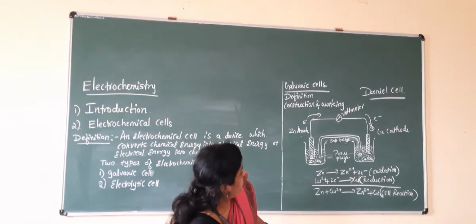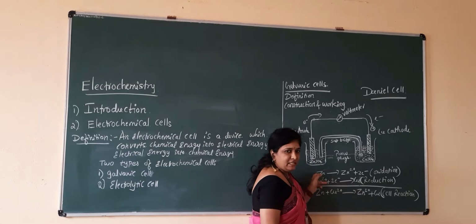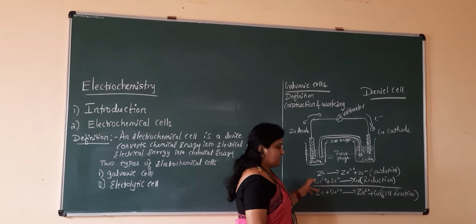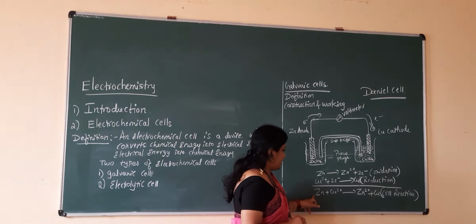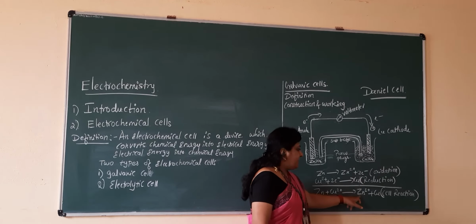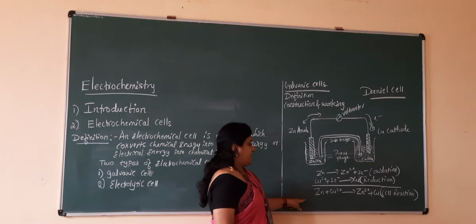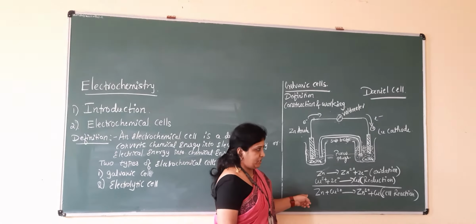Now these two, this is called reduction reaction. Now when we combine these two oxidation and reduction reactions, we will get the overall cell reaction, that is zinc plus Cu2+ will give zinc 2+ ions plus Cu. So this is the overall reaction, this is the electrochemical reaction.